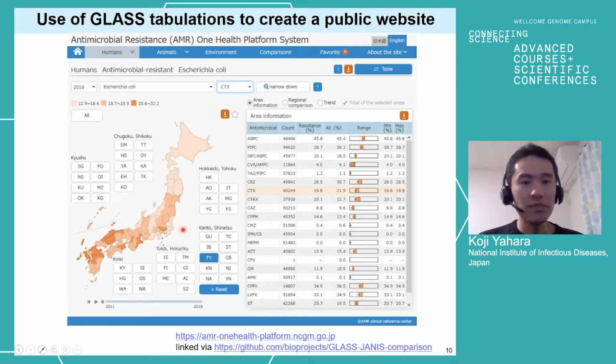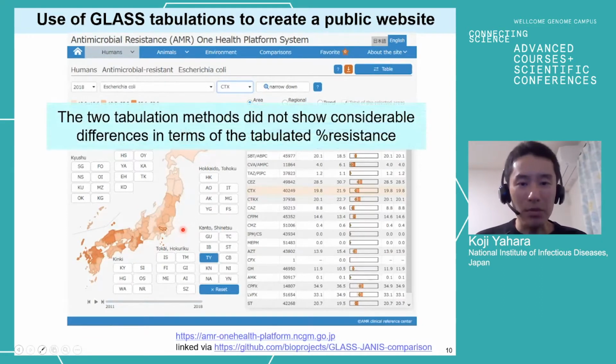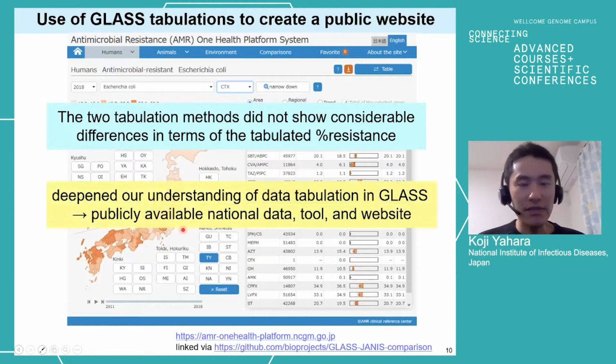In conclusion, the two tabulation methods did not show considerable differences in terms of the tabulated percentage of resistance, and this study significantly deepened our understanding of data tabulation in GLASS, which helped us to develop this publicly available national data tool and website.